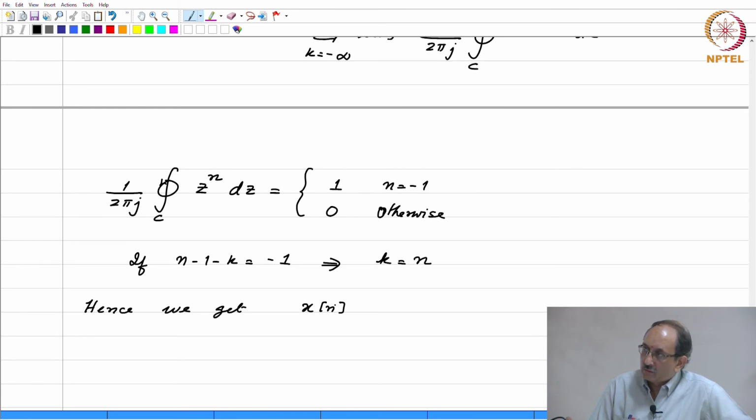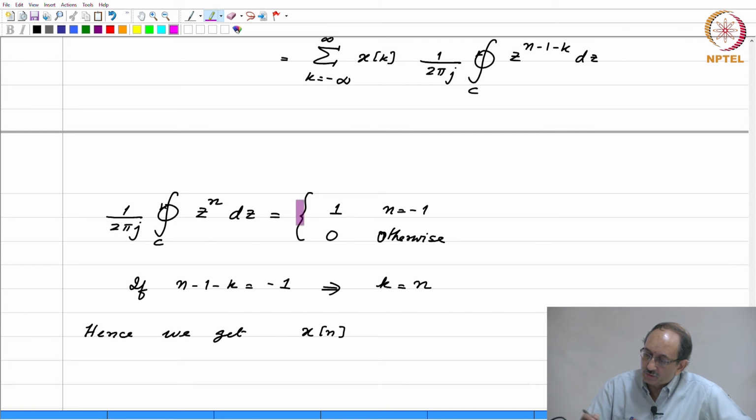Therefore, this indeed gives us x of n as expected. So, in the proof of the inversion integral, the key step is knowing this result, which follows from complex variable theory.